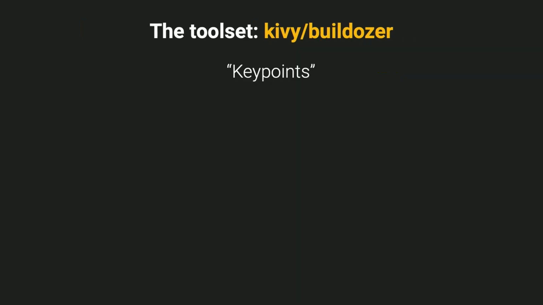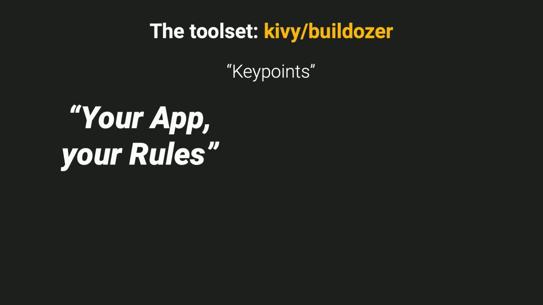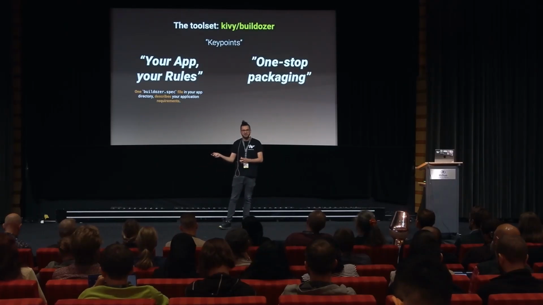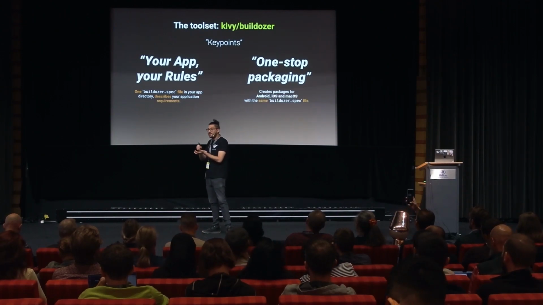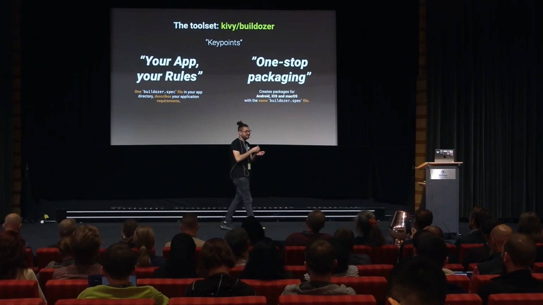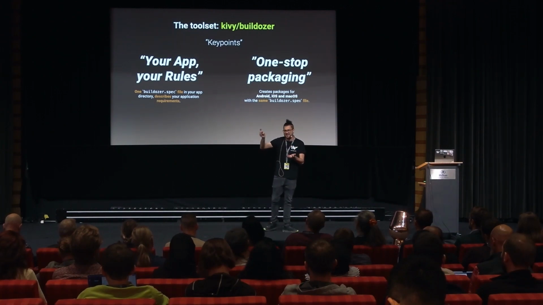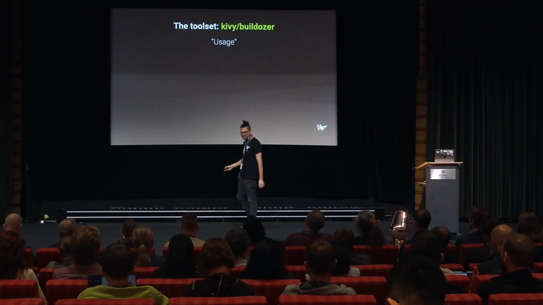Then we have Bulldozer. Bulldozer is a tool to simplify packaging. And let's talk about the key points of Bulldozer. Your app, your rules. Oh yeah, my app, my rules. So why? Because with one single Bulldozer spec file in your app directory, which describes your application requirements, we are able to build your app. And one-stop packaging, because Bulldozer creates packages for Android, iOS, and macOS with the same Bulldozer.spec file, so you don't have to write another specification file.